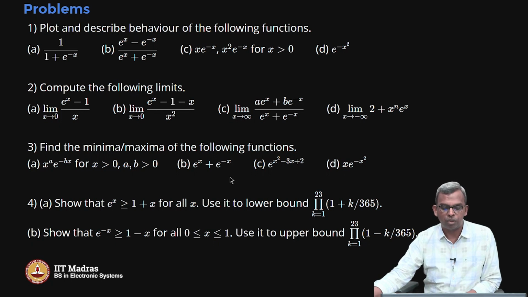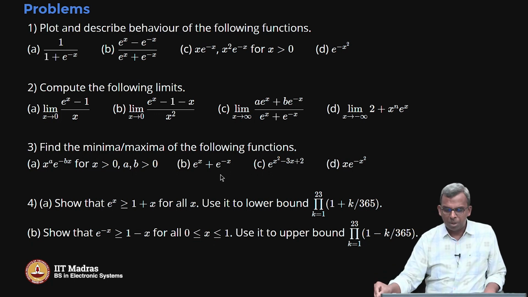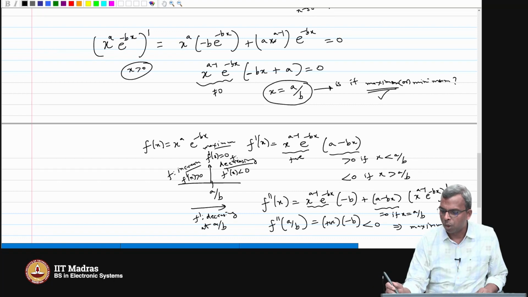The minimum value of this, e power x, will be at x equal to 0, and that will be 2. How do you check it? You can take a double derivative if you like, and you will see that at x equal to 0 it will go positive. So maybe this alone I can quickly do. This is an easy problem.